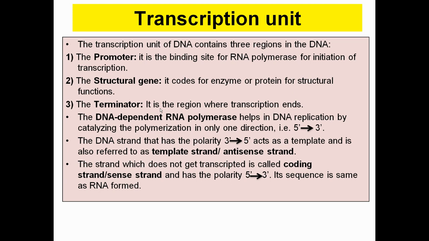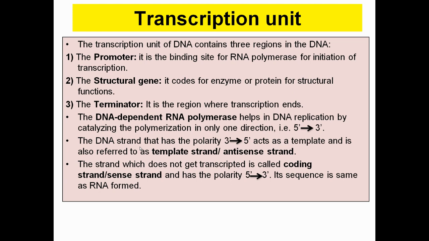Okay, and the next 3 points are very, very important. You need to understand them thoroughly. Okay, so the polymerase which is responsible for the process of transcription is DNA dependent RNA polymerase. It helps in the synthesis by catalyzing the polymerization in only one direction, that is 5 prime to 3 prime or 5 dash to 3 dash. As I have told you, polymerase always works in a particular direction, that is 5 prime to 3 prime.